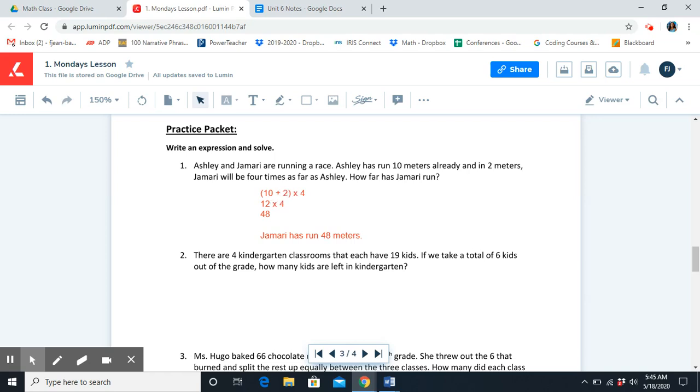So we have 10 plus 2 in parentheses because that's our priority. We have to solve that first in order to figure out how far Jamari has run. So 10 plus 2 multiplied by 4. So 10 plus 2, we get 12. Multiplied by 4, we get 48. So Jamari has run 48 meters.